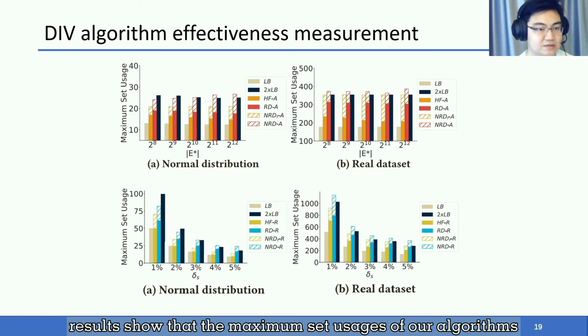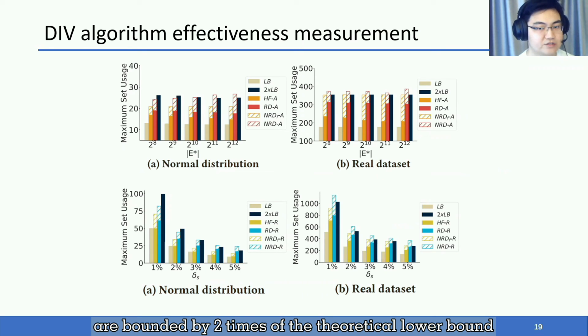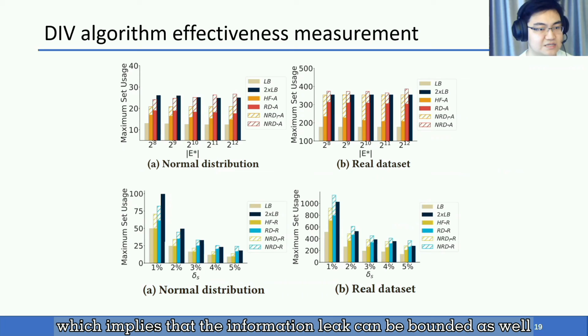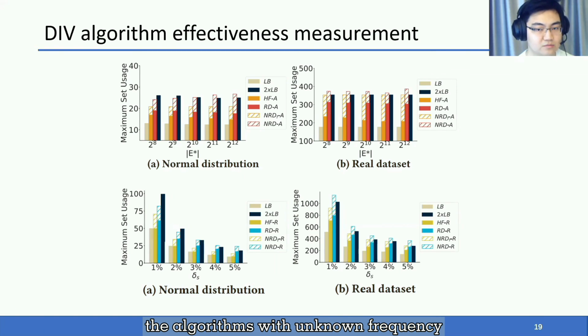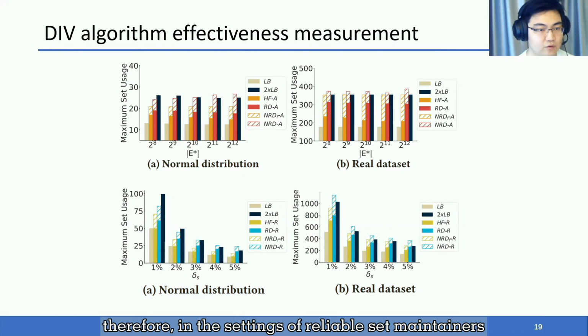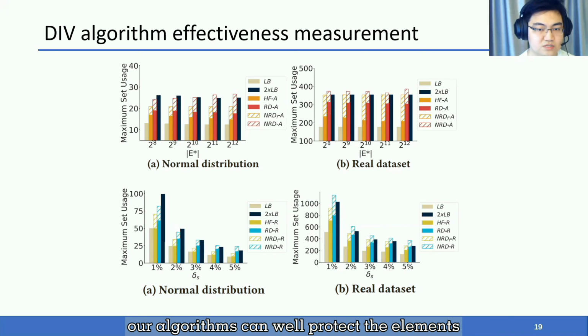Results show that the maximum set usage of our algorithms is bounded by 2 times the theoretical lower bound, which implies that the information leak can be bounded as well. Meanwhile, the algorithms with known frequency can significantly outperform the algorithms with unknown frequency. Therefore, in the settings of reliable set maintainers, our algorithms can well protect the elements.